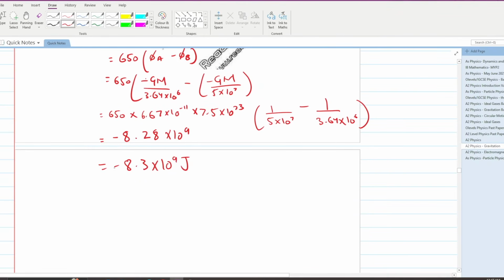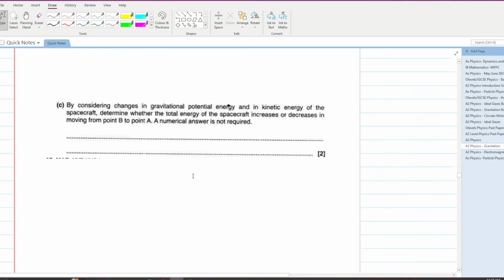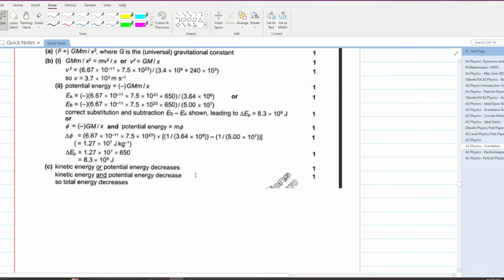Also, whenever we are writing change, we will ignore the negative sign. So we will just write 8.3 into 10 raised to the power 9 joules. Simple as that. Let me verify the answer. Yes, correct.